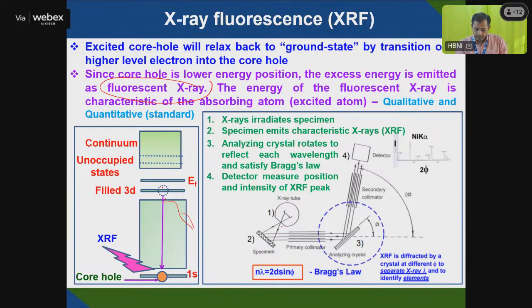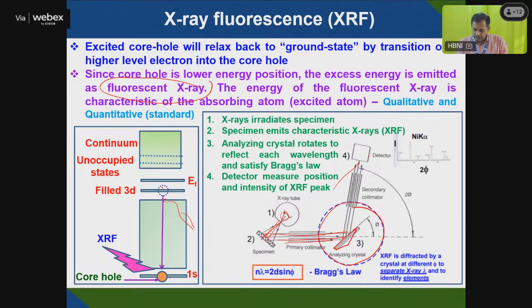The only thing is, here you can see the X-ray tube is falling on the specimen. After the specimen, in case of XRD, it goes directly to the detector. Here is the detector in case of XRD. But in case of fluorescence, instead of going to the detector, whatever X-ray is emitted from the specimen will go to an analyzing crystal. So this part is extra, that analyzing crystal is there.